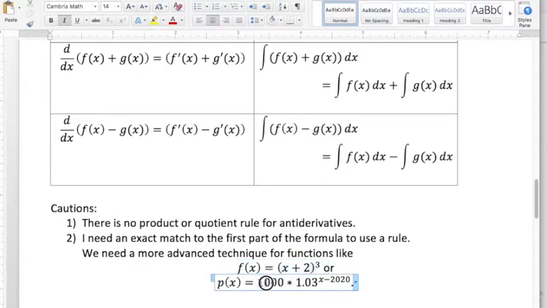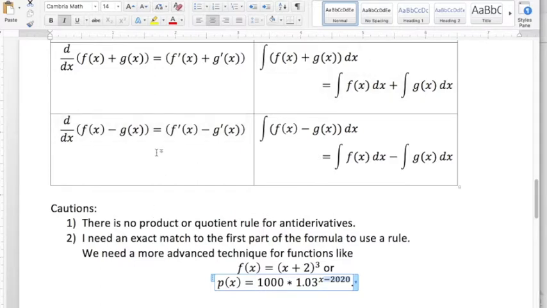Or the principal is 1,000 times 3% interest in however long it was since 2020. Off the top, I'm only told how to do it if this exponent is x, not x minus 2020. We're going to get to both of those cases in the next section when we do substitution.